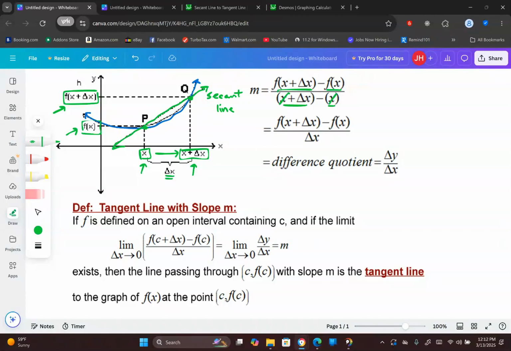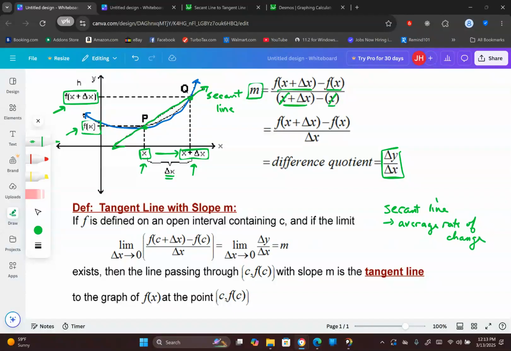And where have you heard delta y over delta x before? Well, delta y over delta x is how we find slope. This is the slope of a secant line. A secant line, ladies and gentlemen, represents an average rate of change. Okay? Secant lines are average rates of change.